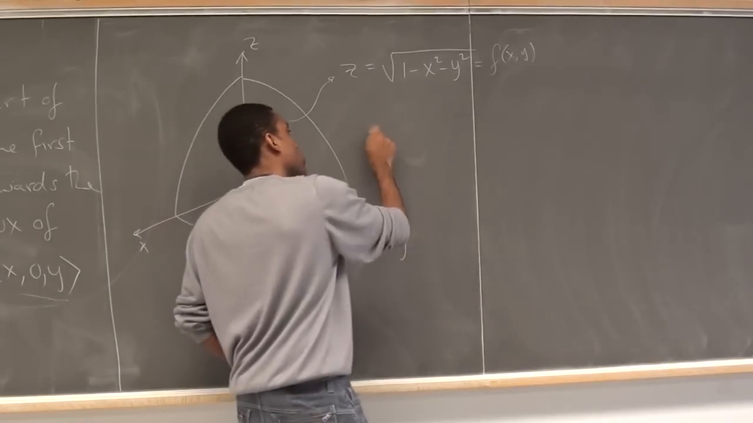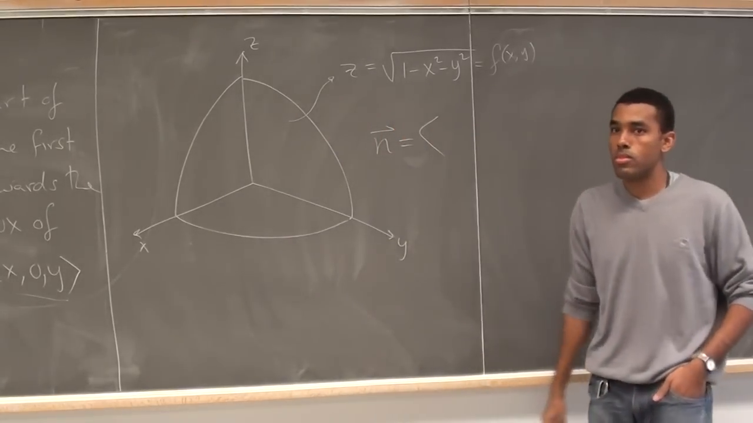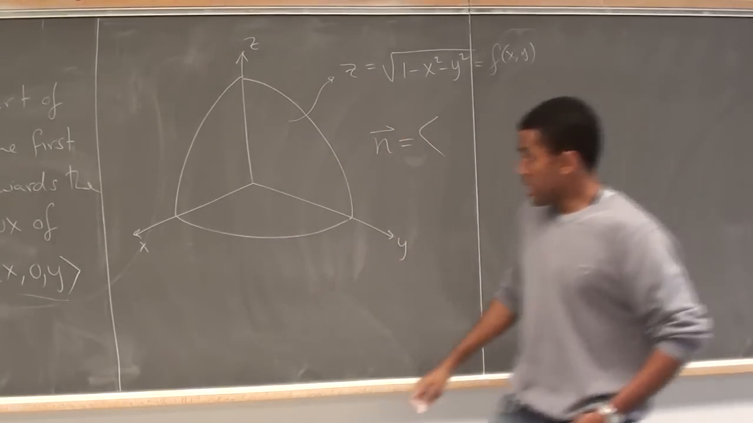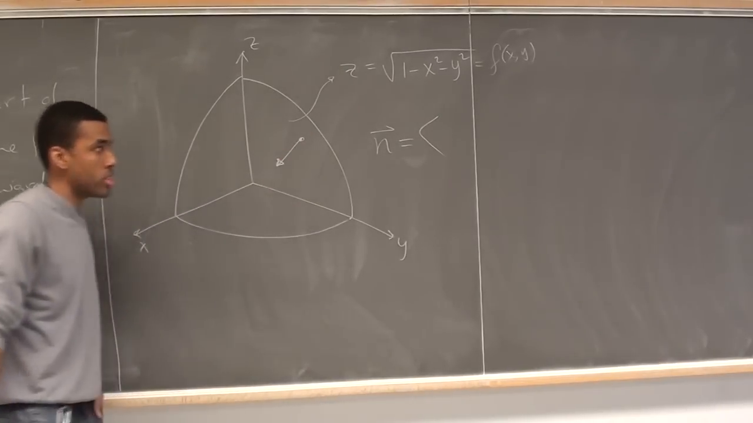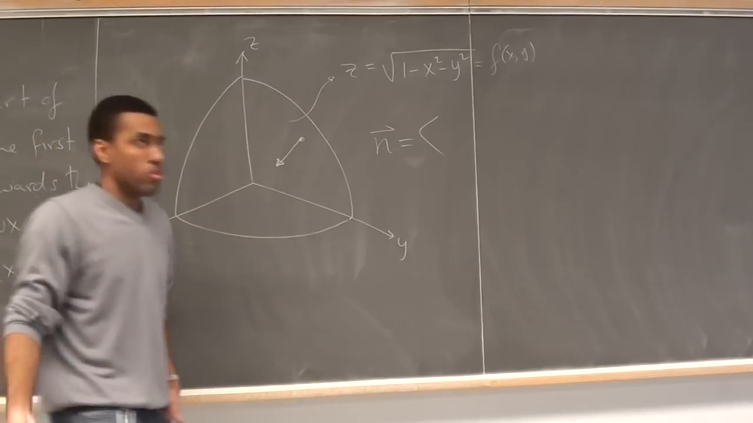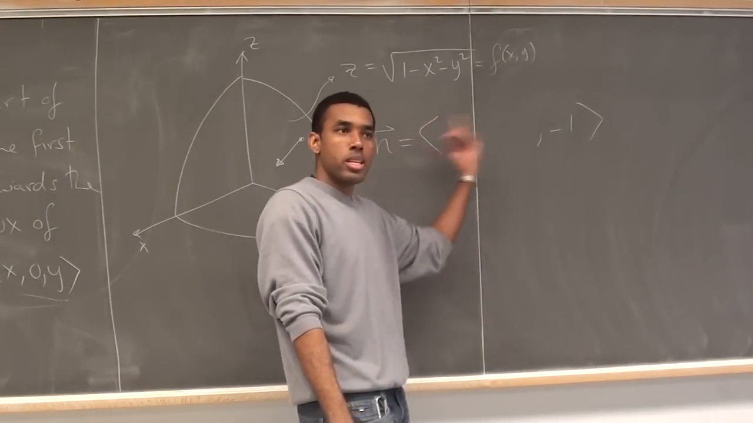So what will my normal vectors look like? Towards the origin, so it's negative. It's pointing down towards the origin. So if I have a normal vector here, they're pointing towards the origin. Is that up or down? Negative. They're all down. So it means I want negative 1 here, which means that the other two are positive.